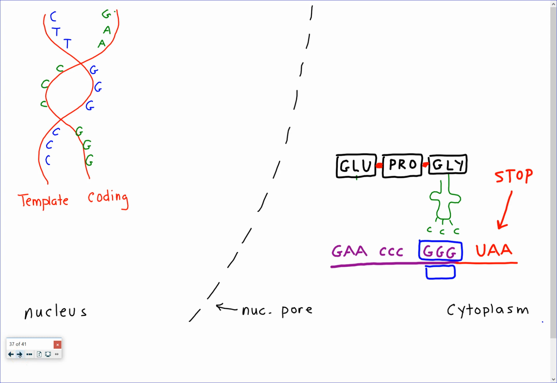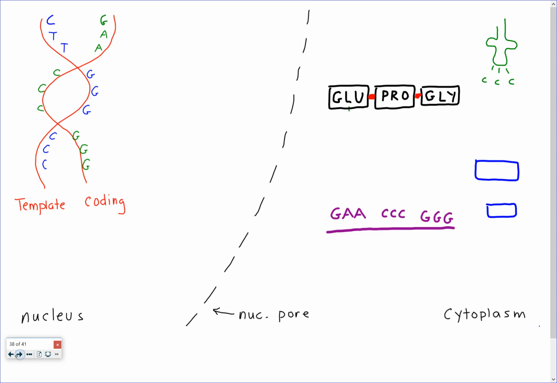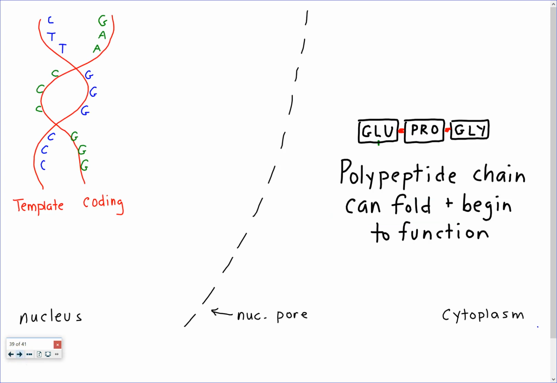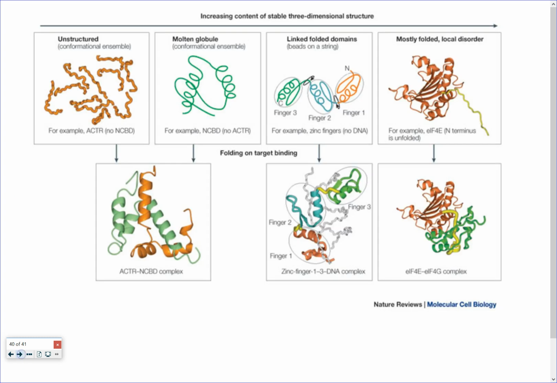So in this case, I use the stop codon of UAA. Once that is reached, ribosome goes one way, mRNA goes one way, the last tRNA goes one way, and then your polypeptide chain is free to begin its folding process. If the conditions are right, the polypeptide chain will fold and ultimately function.